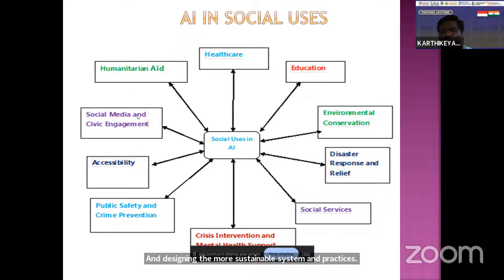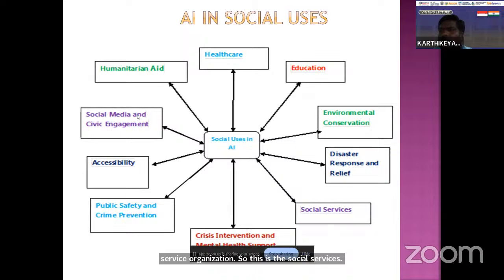And the next social use of AI is disaster response and relief. This is an important concept in social uses. It can help in predicting natural disasters, coordinating emergency responses, analyzing disaster-related data for better decision making, and optimizing resource allocation during relief efforts. And the next social use is social services. AI can assist in identifying at-risk populations, optimizing social service delivery, improving access to resources for vulnerable communities, and streamlining administrative processes in social service organizations. So this is social services AI.